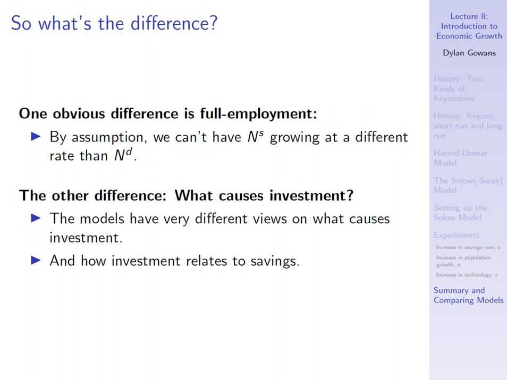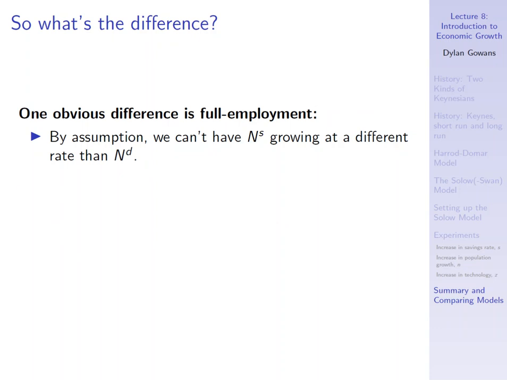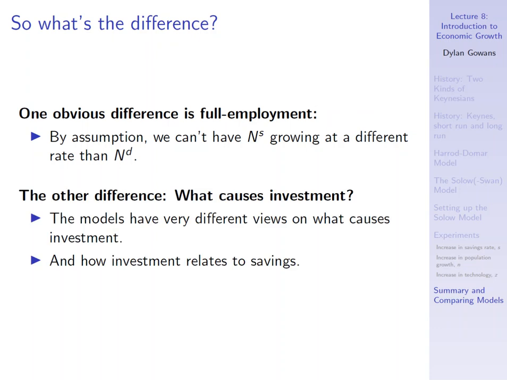Okay? And so, therefore, we can't have a lot of these instability problems we had with Harrod and Domar, where the two are growing at different rates, just by assumption. So that's one. And the last comes from, this is kind of the last point I'm going to make to you in this course, is about what causes investment. And this is kind of an important question.